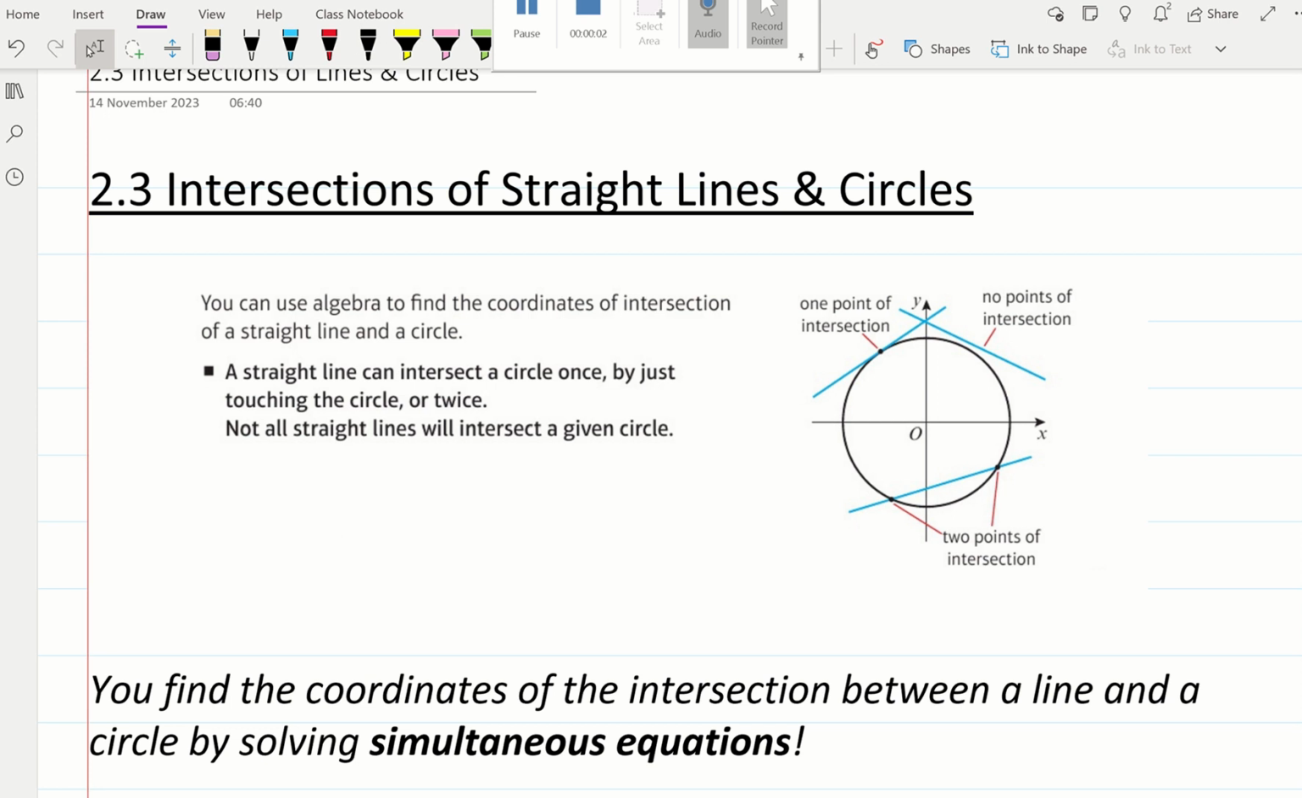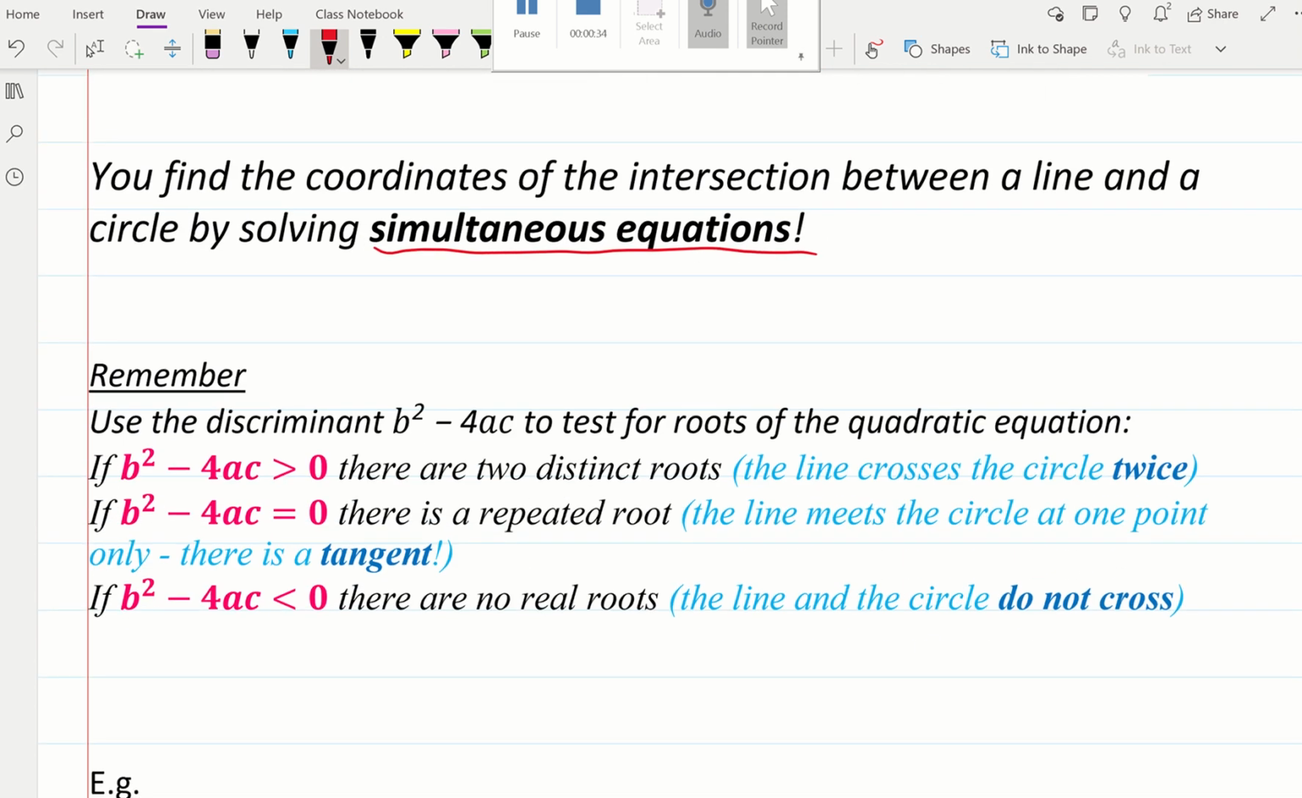So in this video I'm going to go through P2, chapter 2 and section 2.3, intersections of straight lines and circles. A line can cut a circle once, and this line is a tangent, or a line may not intersect a circle at all, or a line may intersect the circle twice. Finding the coordinates of the intersection between straight lines and circles is a matter of solving simultaneous equations, and you have been doing that since GCSE.